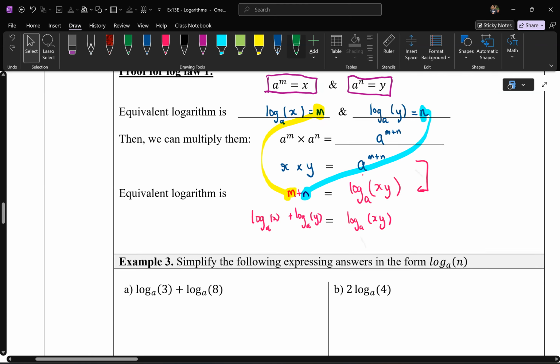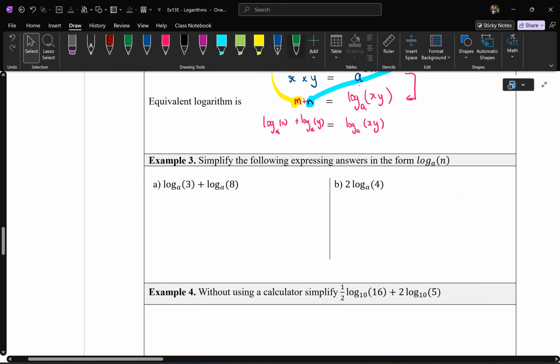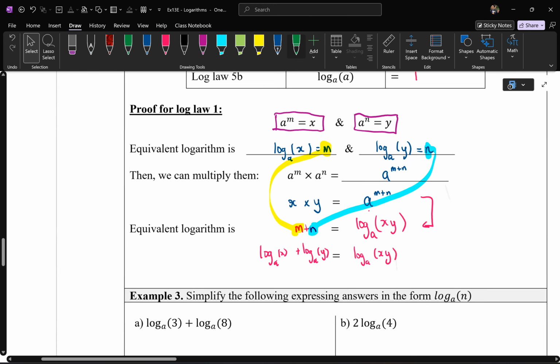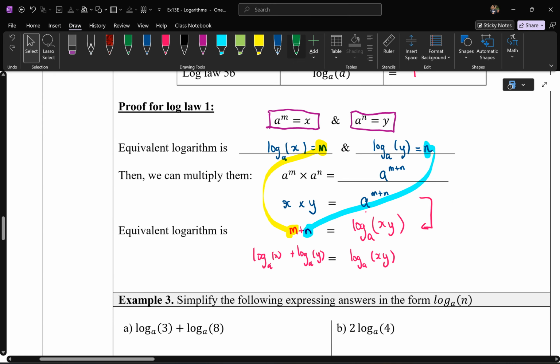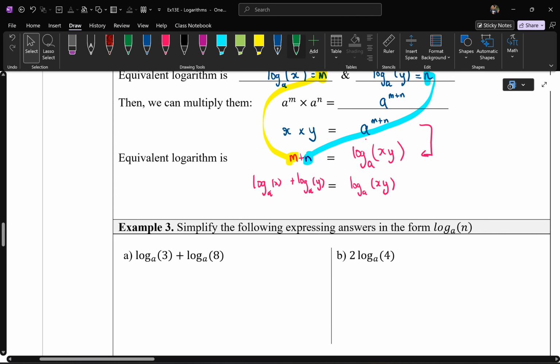All right, let's do 2 more examples, and then I'll leave you guys to it, because there's quite a bit of notes there, and I'll get you to practice a bit. Okay, so log rules. Here we go. First rule.